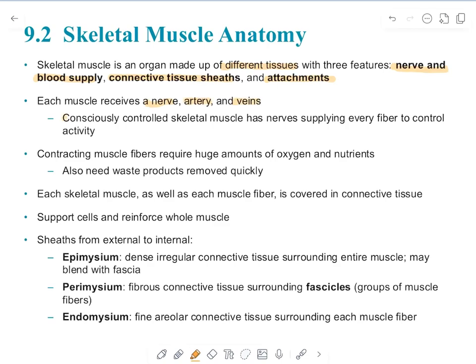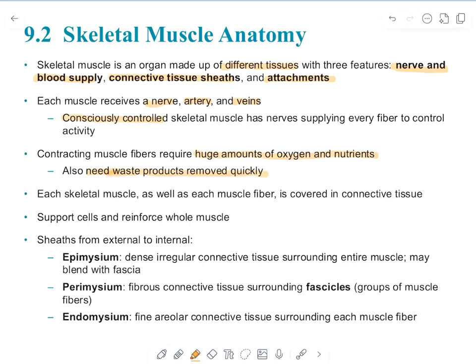They're consciously controlled. So they have a nerve fiber that's controlling that activity, as we'll be learning about in this chapter. The contracting muscle fibers require huge amounts of oxygen and nutrients. So, one topic that we're going to talk about in this chapter is metabolism to produce that energy. And they also need waste products to be removed quickly.